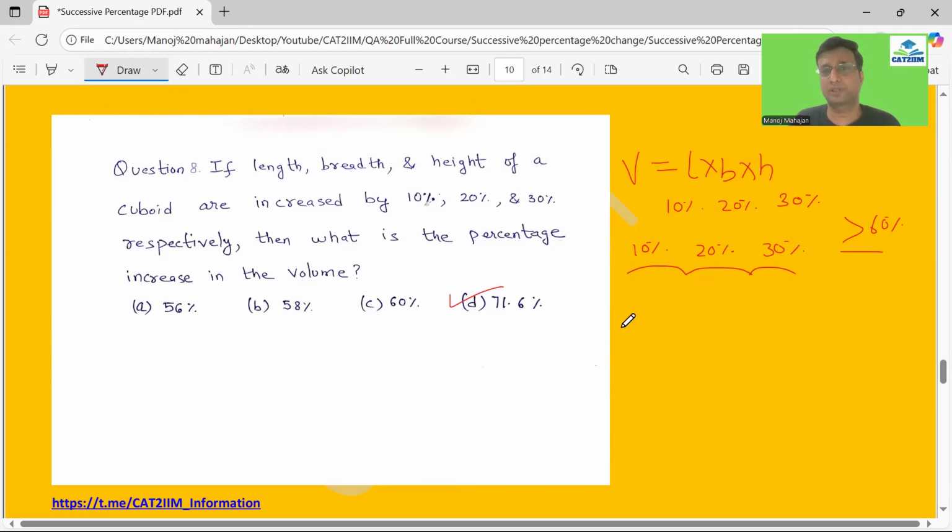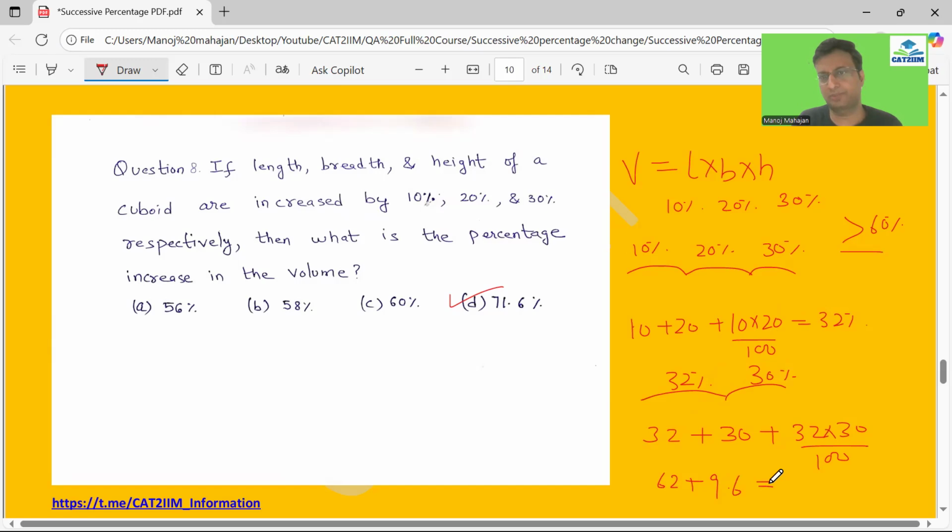Otherwise, if you want to use the result, let's use 10 and 20 first. So when I use 10 and 20 first out here, what do I get? 32%. Now with this 32% and then 30%, you can use again a plus b plus ab by 100. So we are going to get the same figure out here. That is 71.6. So it's nothing but 62. What is this value? 9.6. So ultimately we have 71.6%.